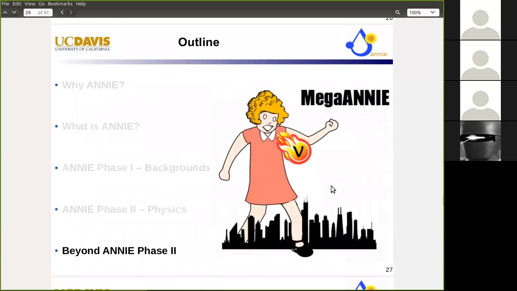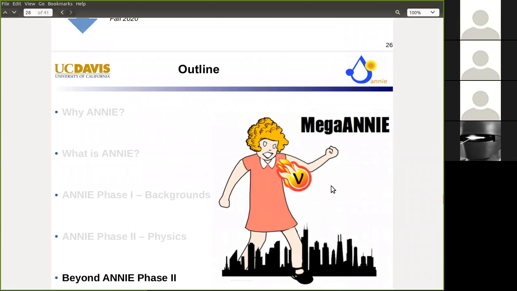And this is the last part of my talk: what could we do beyond ANNIE phase 2? And I want to mention that this logo, that is not the official logo, actually predates the actual design of the TIA experiment, which means that ANNIE was actually thinking of going bigger before TIA was even a thing.